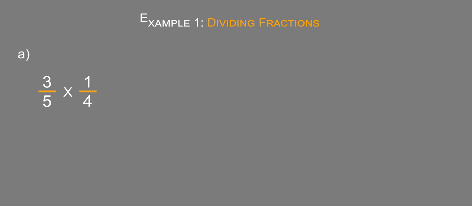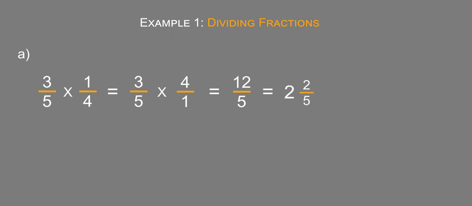So 3/5 divided by 1/4 equals 3/5 times 4/1. Then we just multiply across the top. 3 times 4 is 12. Multiply across the denominators. 5 times 1 is 5. And then that ends up being 2 2/5.